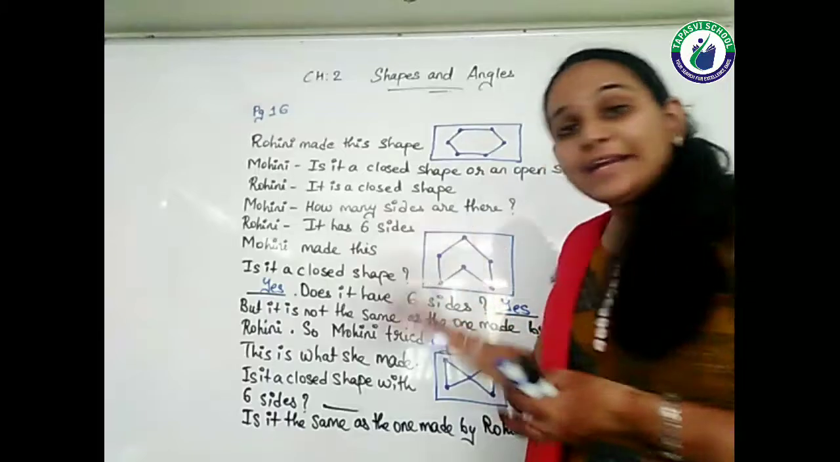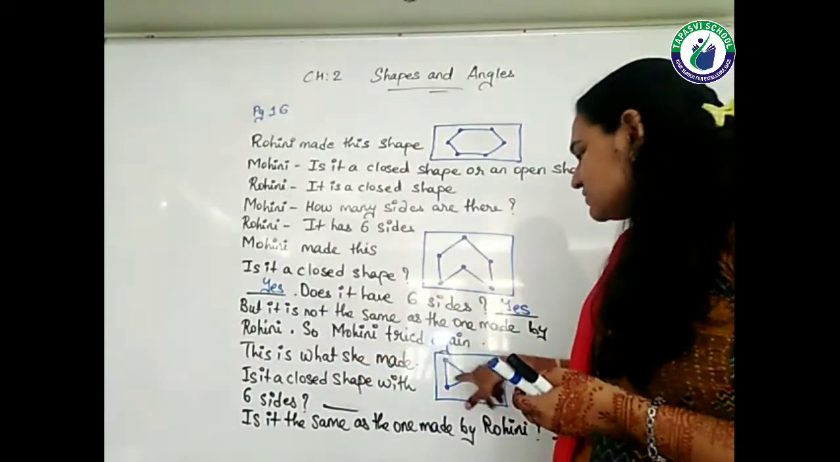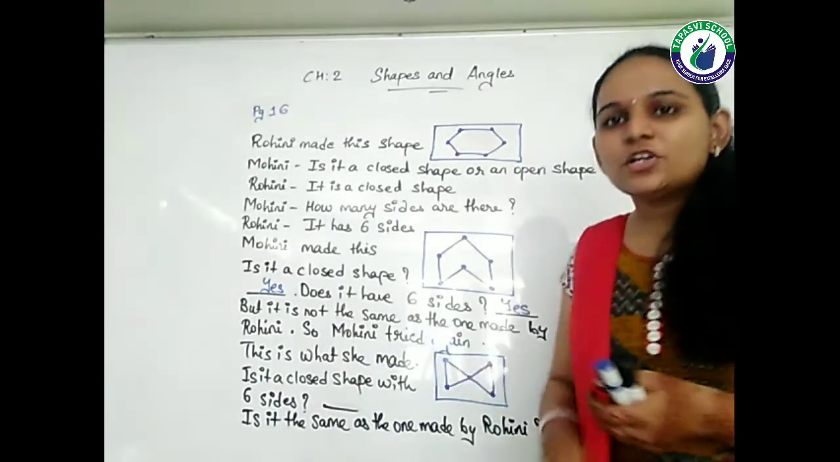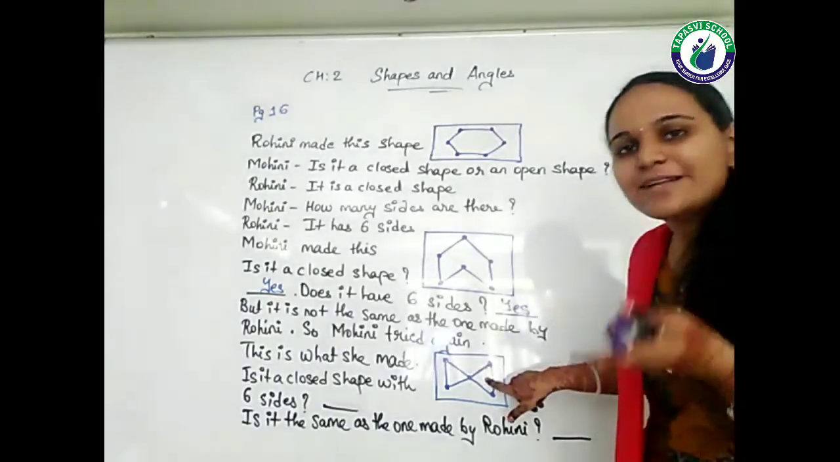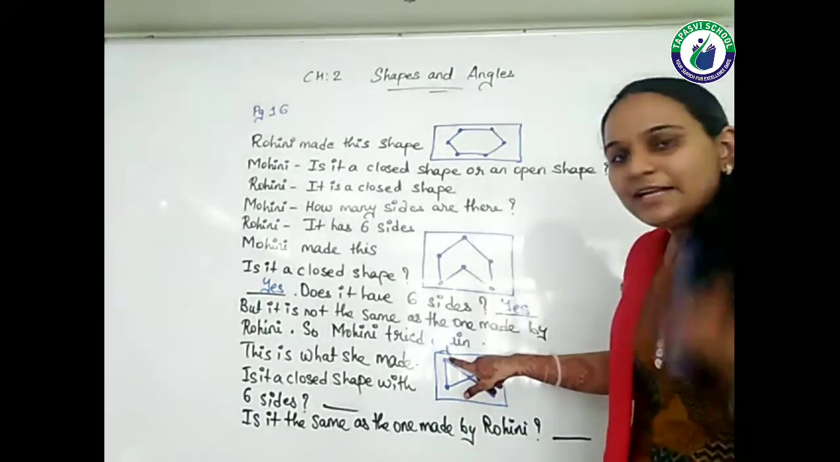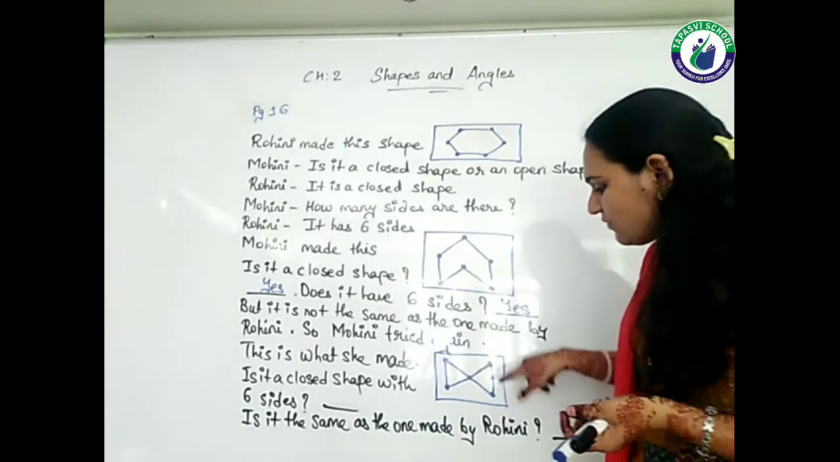So Mohini tried again. She is trying one more time. So this is what she made. Dekho. She has made this particular shape. This is also made up of the 6 matchsticks only. See the number of sides, students. I am telling you. 1 side, 2, 3, 4, 5, 6.